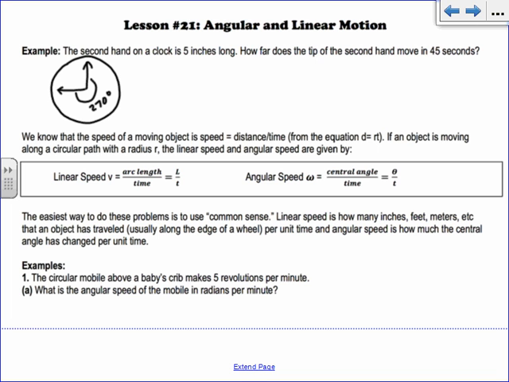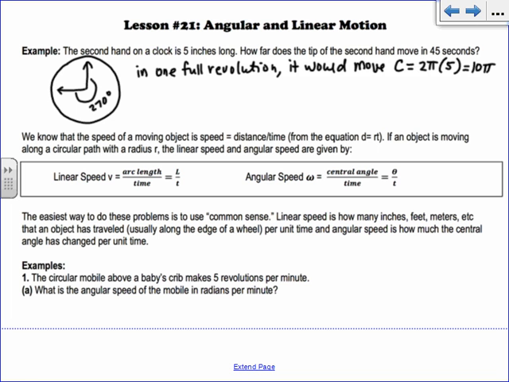Okay, so let's figure out how far it moves in one full revolution. So in one full revolution, it would move the same as the circumference. So go ahead and write what your circumference is. So your circumference is 2 pi r, and since the little second hand is 5 inches long, then the tip of it that's moving, the radius is going to be 5 inches, so we're going to have 10 pi. So in a full revolution, it would move a distance of 10 pi, and that would be in inches.